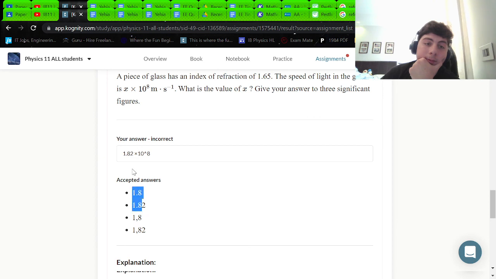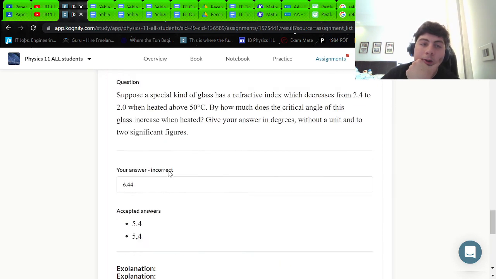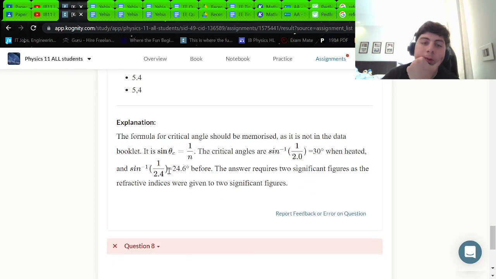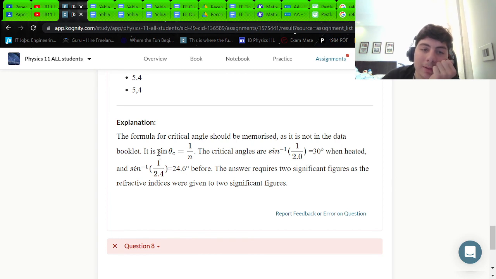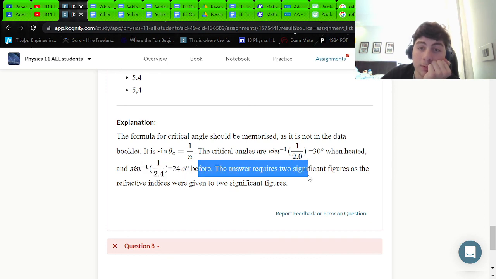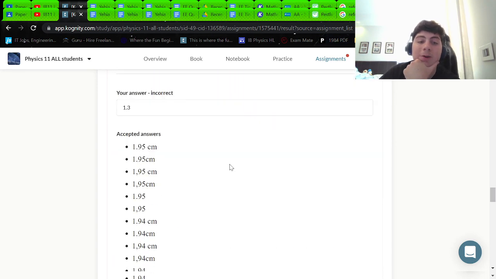Oh, no way, dude. Without the 10 to the 8. Oh, because it's just X. So it's technically got a lot more than I should give myself more credit. Whoa, no, dude. Okay. Sine C. Let me write this down. Sine theta of the critical angle is 1 over n. The critical angles are sine inverse 1 over 2, and so on. Oh no, exactly what he did here.